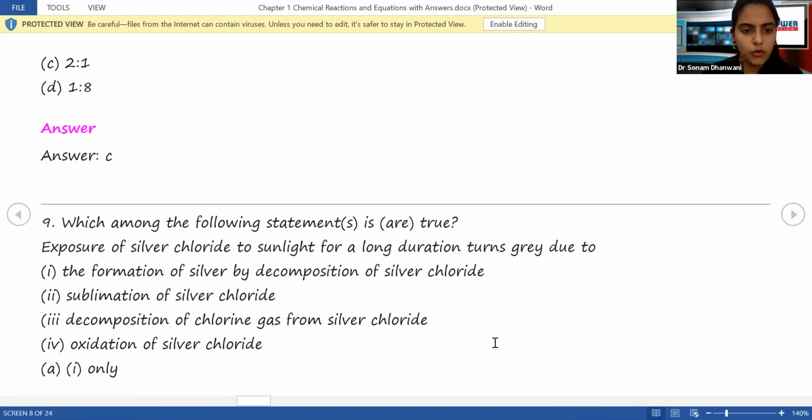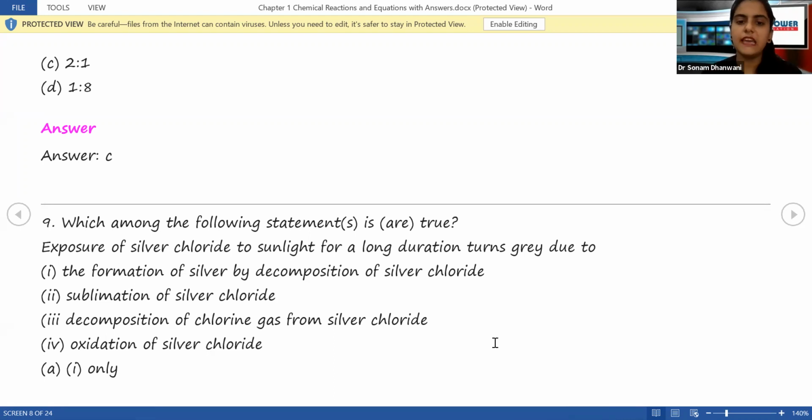Exposure of silver chloride to sunlight for a long duration turns it gray due to. Very simple, it should just click into your head. Silver chloride, meaning because of silver it will turn gray, and silver turns gray when decomposition happens. So the answer should be formation of silver by the decomposition of silver chloride.